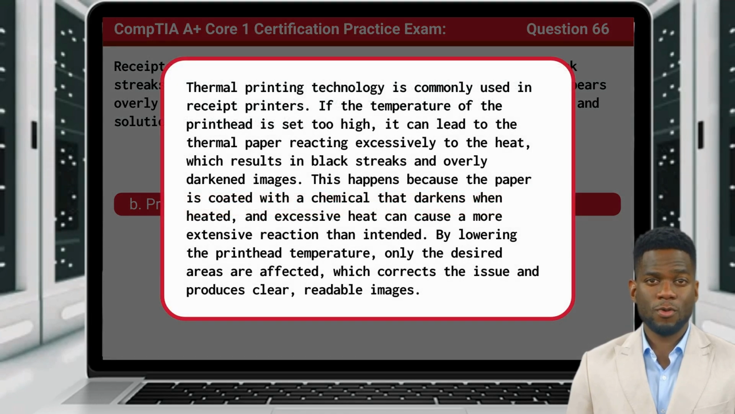Thermal printing technology is commonly used in receipt printers. If the temperature of the printhead is set too high, it can lead to the thermal paper reacting excessively to the heat, which results in black streaks and overly darkened images. This happens because the paper is coated with a chemical that darkens when heated, and excessive heat can cause a more extensive reaction than intended. By lowering the printhead temperature, only the desired areas are affected, which corrects the issue and produces clear, readable images.